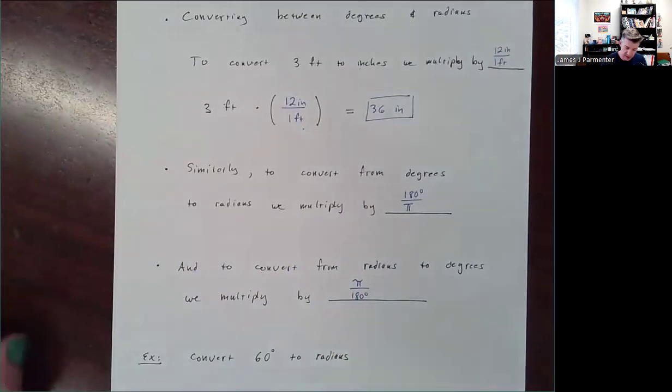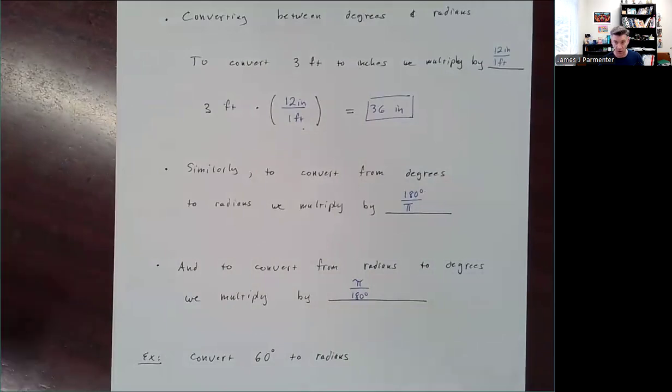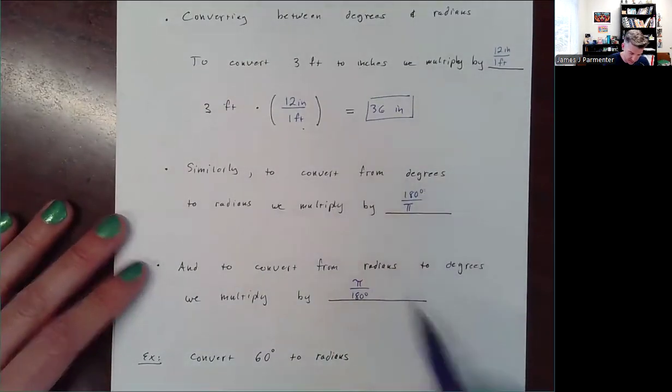So if you're trying to get degrees, you want degrees on top. If you're trying to get radians, you want radians on top. And again, we don't write RAD or radians or rad. We just know that if there isn't a degree, it means radians. If there is a degree, it means degrees. By degree, I mean the little circle symbol there.